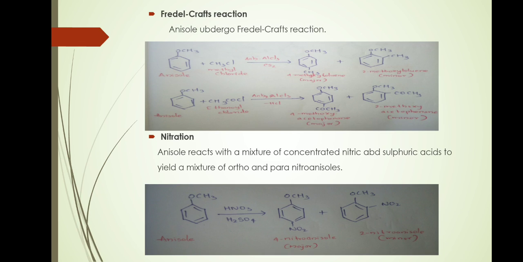2-methoxyacetophenone as minor product. And in nitration, anisole reacts with a mixture of concentrated nitric and sulfuric acid to yield a mixture of ortho and para nitroanisoles. Here, anisole reacts with nitric acid and sulfuric acid. We get 4-nitroanisole as major product and 2-nitroanisole as minor product.